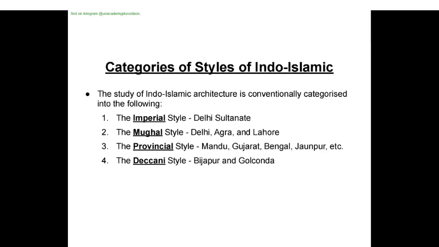Categories of styles of Indo-Islamic architecture. The study of Indo-Islamic architecture is conventionally categorized in the following: the Imperial style, Delhi Sultanate and the Mughal style, Delhi, Agra and Lahore; the Provincial style, Mandu, Gujarat, Bengal and Jaunpur; the Deccani style, Bijapur and Golconda.